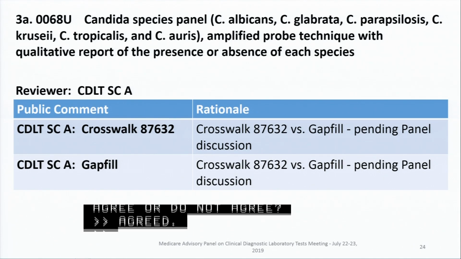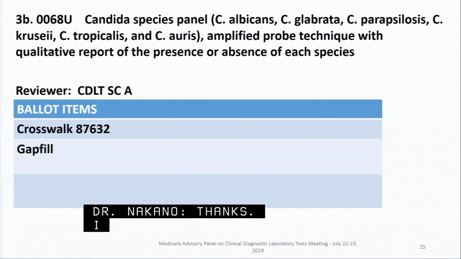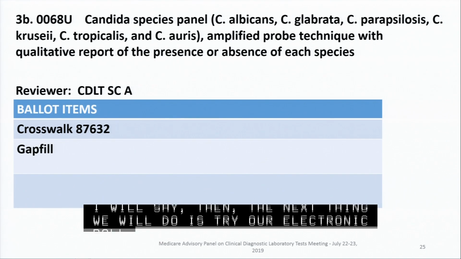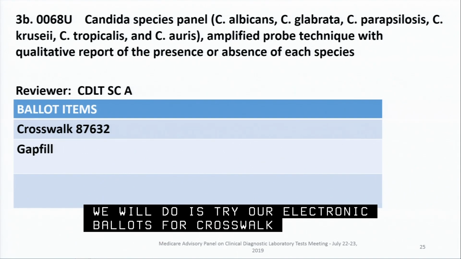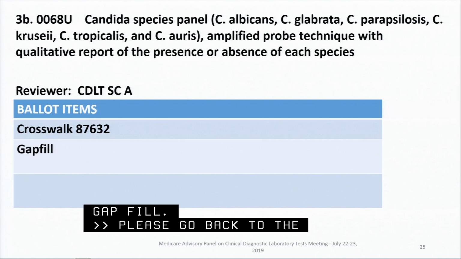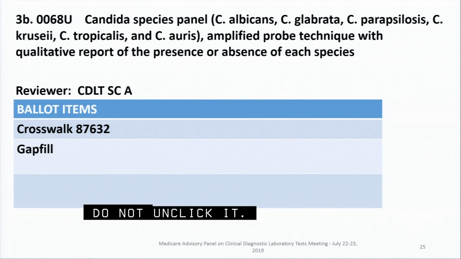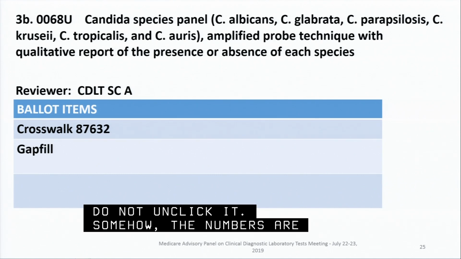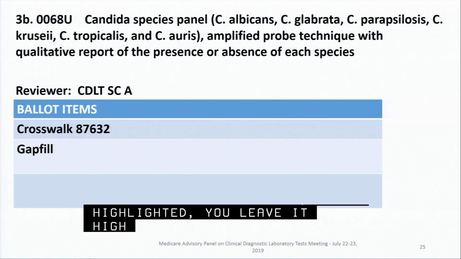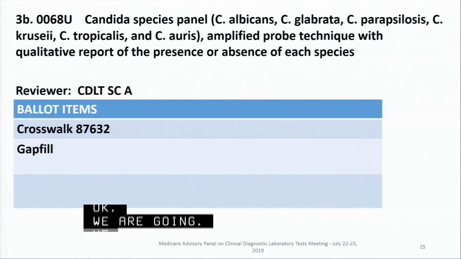Okay, thanks. So the next thing we're going to do is try our electronic ballots for crosswalk 87632 and gap fill. Sarah, please go back to the browser where you're on pollev.com. Make sure when you click the option, just leave the click alone. Don't unclick it. Somehow the numbers are going up and down, which they shouldn't. Once you click that it's highlighted, leave it highlighted, don't touch it. Dr. Bossler, we're going. I have a question. Go ahead, Sarah, and click it. All right, don't touch it. Good, good.